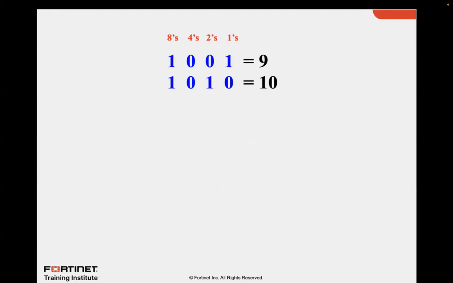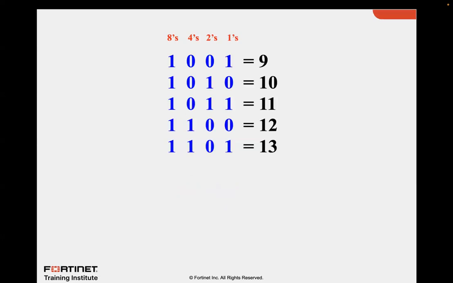10 is an 8 and a 2, gives me 10. 11 is 8 and 2 and 1. And then, of course, 12 is 8 and 4 to give me 12. 13 is 8 and 4 is 12, plus 1 is 13. 14 is 8 and 4 for 12, plus 2 is 14. And then 8 and 4 and 2 and 1 would give me a total of 15.